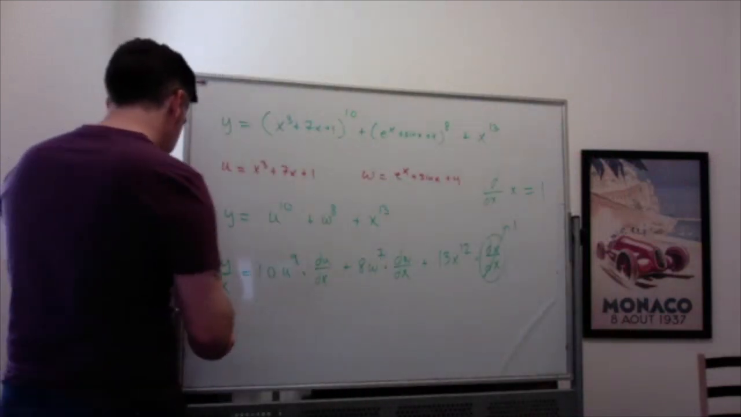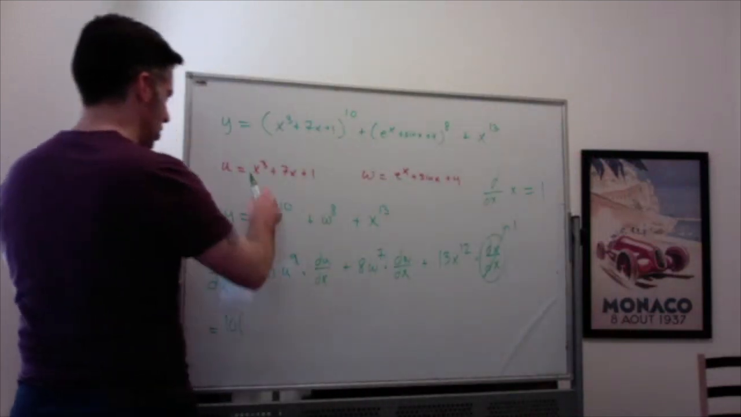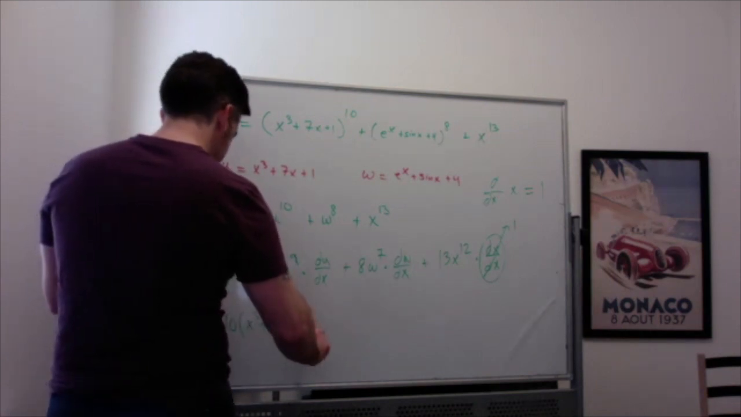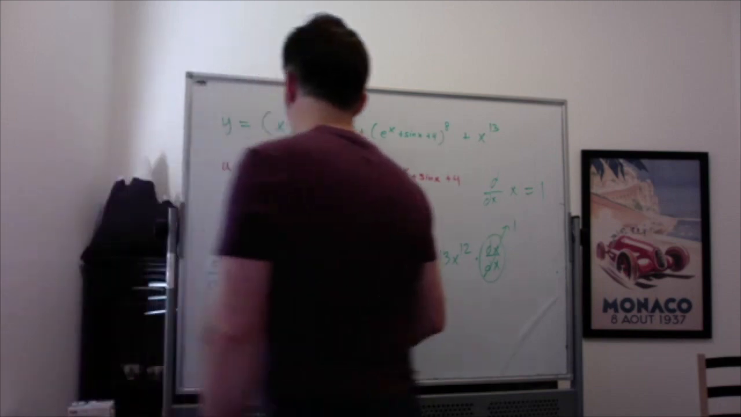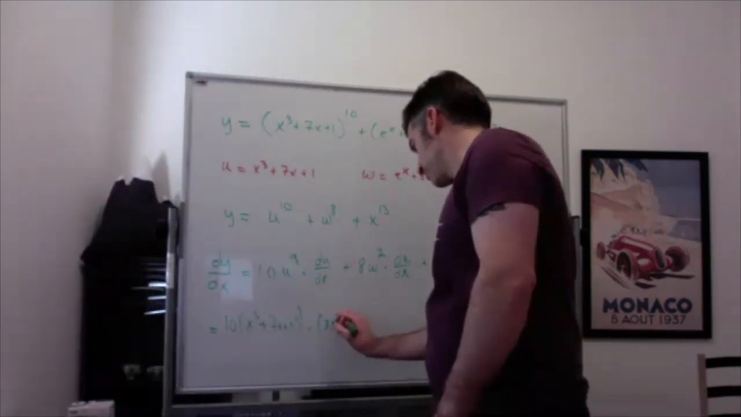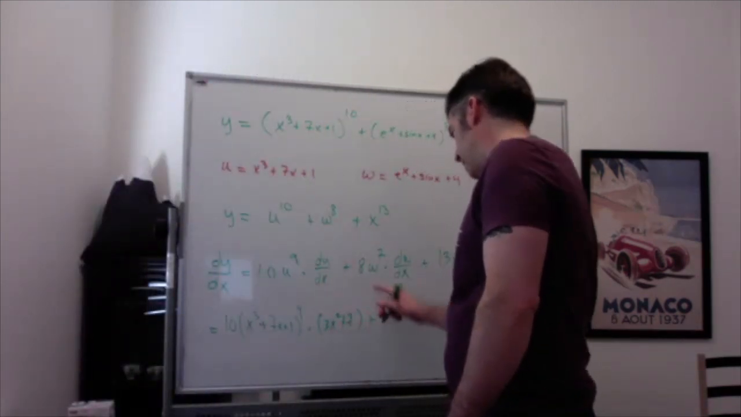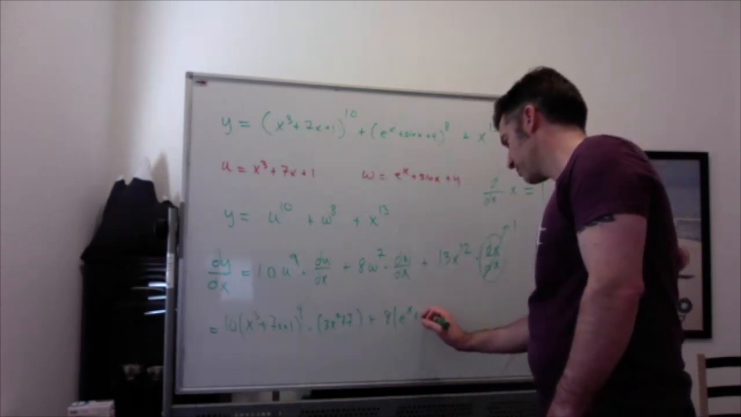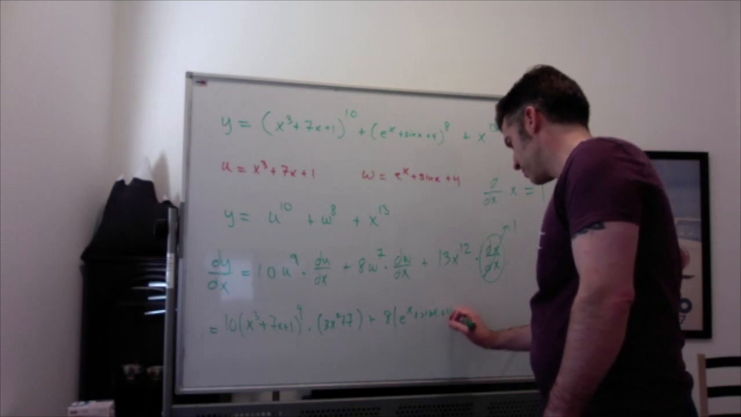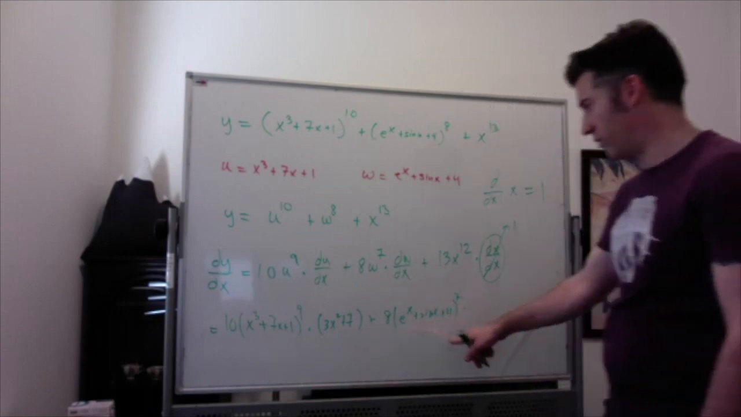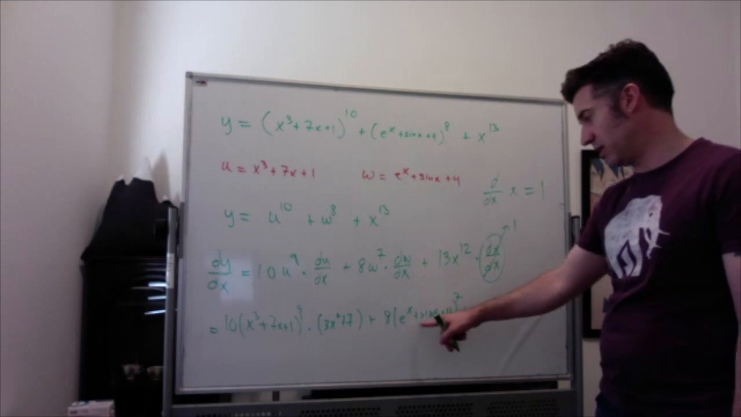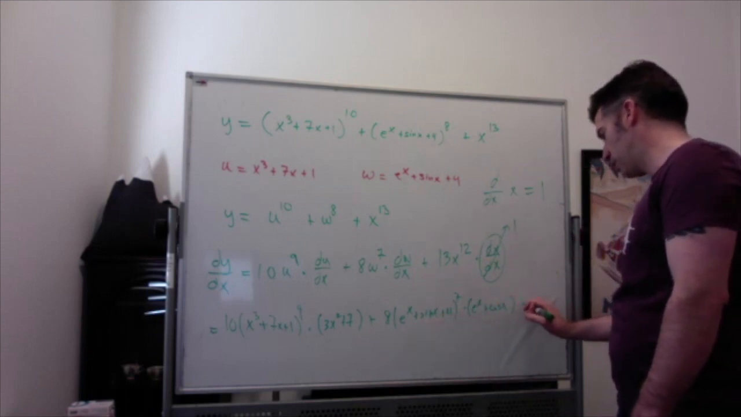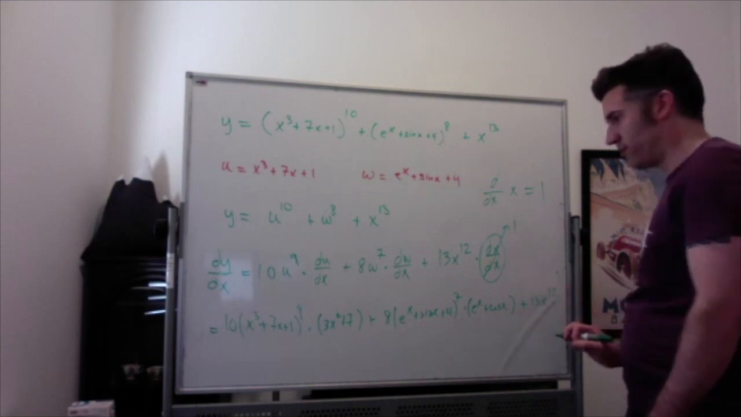So this is going to be 10 times u to the 9th times du dx, which is 3x squared plus 7, plus 8 times w to the 7th, times the derivative, so times dw dx, which is e to the x plus cosine of x, plus 13x to the 12th.